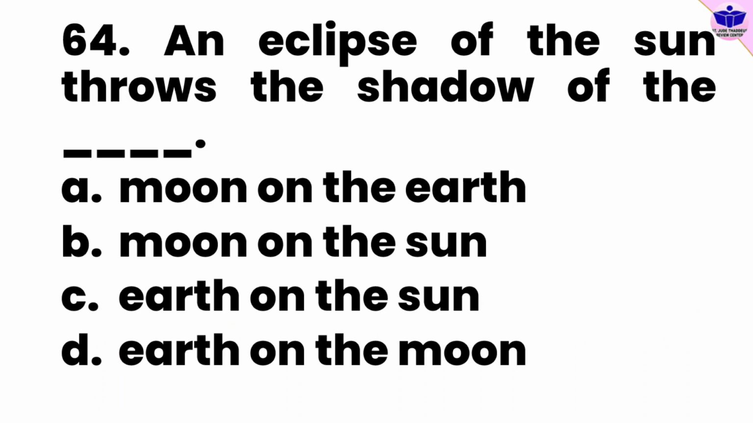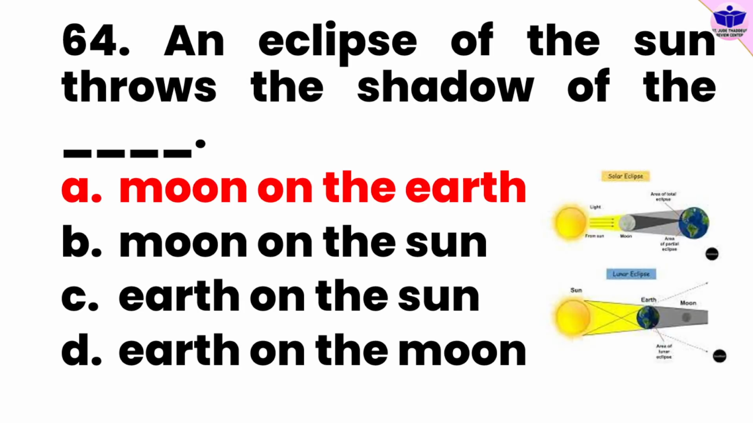64. An eclipse of the sun throws the shadow of the blank. A. Moon and the earth. B. Moon and the sun. C. Earth on the sun. Or D. Earth on the moon. So eclipse of the sun, that is solar eclipse. That means that the shadow of the moon falls on the earth.